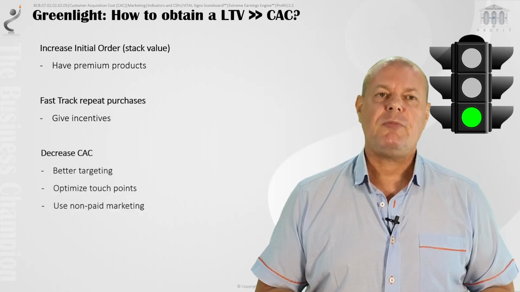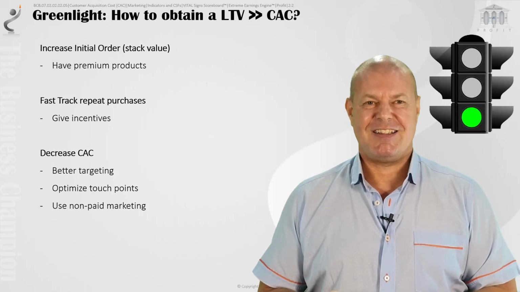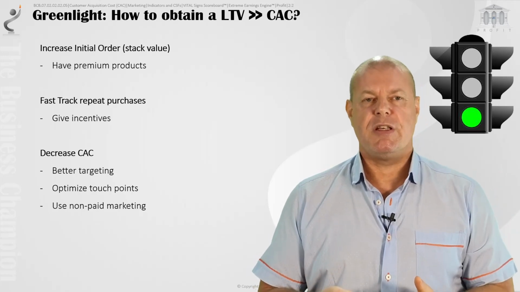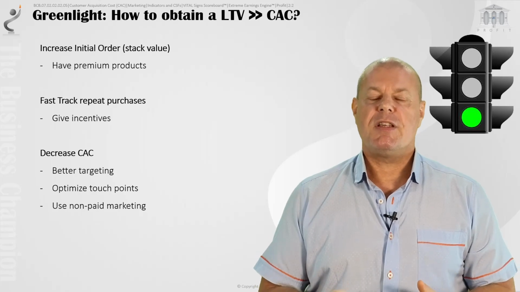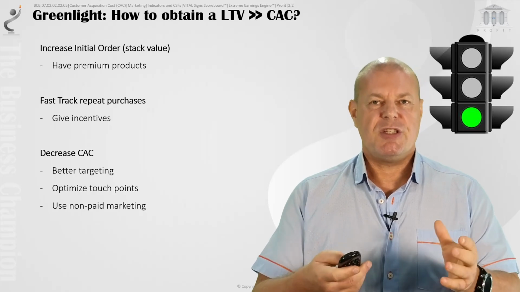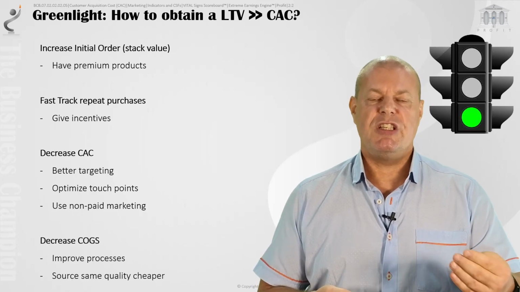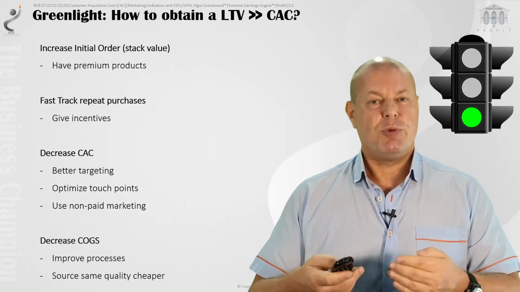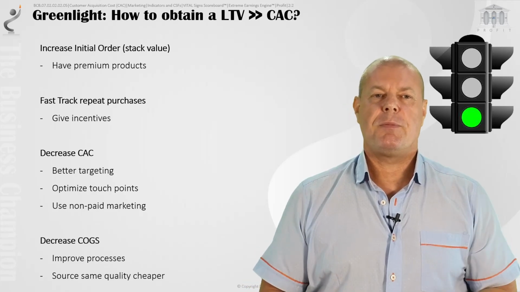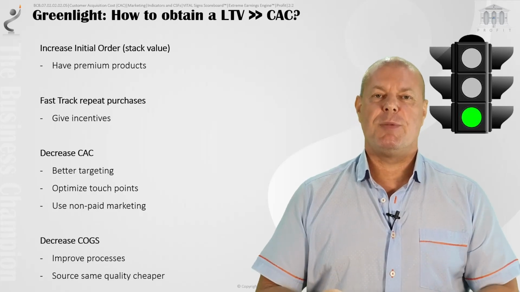Another option you have is to decrease your cost of acquisition. You can do that by doing better targeting, by optimizing the touch points so more leads are coming from what you're already doing. And you can use non-paid marketing, like I mentioned before, word of mouth, referrals, or social media. There are other options, but this is just to give you a taster. You can also decrease the cost of goods sold, COGS, which means that you are improving your processes internally, so it costs you less money to actually give the customer the result they're looking for. And one of the ways to do that is to source the same quality you already have, but cheaper.